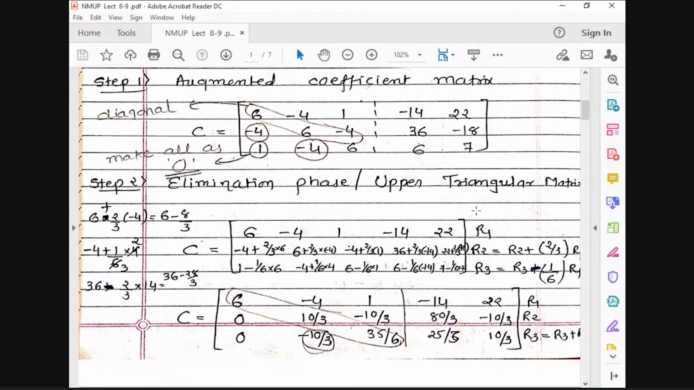So this, are you getting? Just write down in the chat box yes or no.